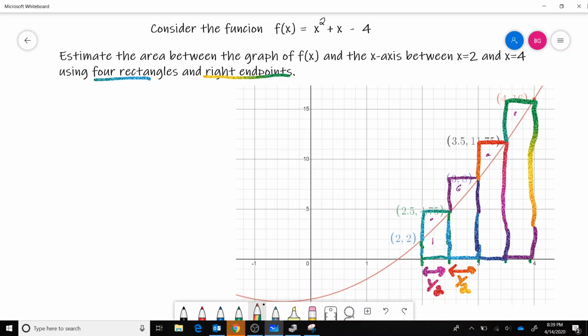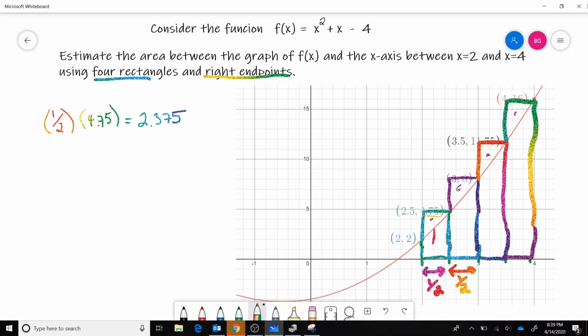So let's start with rectangle number 1 here. Rectangle number 1 has a base of 1/2, and he's got a height of 4.75. And so rectangle number 1 has an area of 2.375.